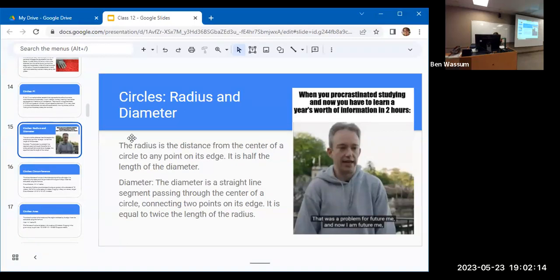The radius is the distance from the center of a circle to any point on its edge. It is half the length of the diameter. And the diameter is a straight line segment passing through the center of a circle, connecting two points on its edge. It's equal to twice the length of the radius. Weird how that works, right? So that's pretty much the vocab lesson for that stuff. And then we need to be able to compute stuff with circles, right?